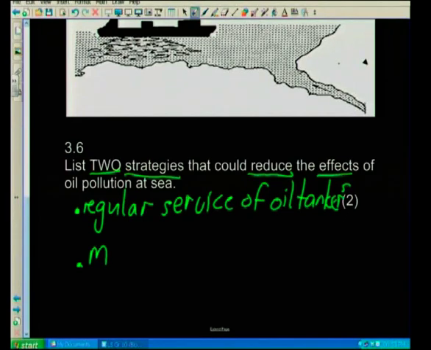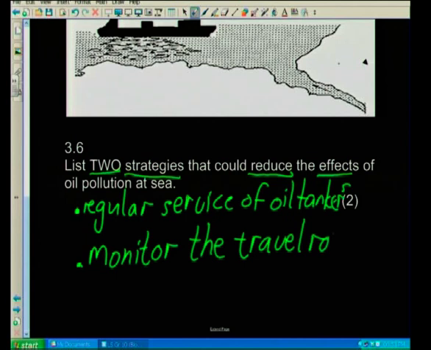Right, the second point is maybe they should monitor the travel routes of these tankers, of the oil tankers, more efficiently, so that they know where they are going to, how many tankers are out on sea. So they should follow it up better, so that they know what's going on at sea with their oil tankers, I would say.